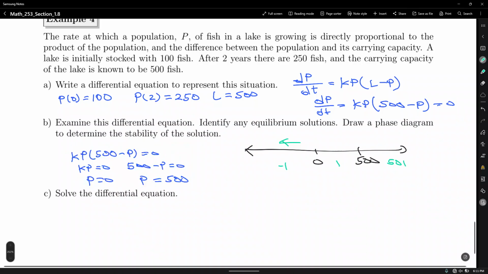What about at 1? So 1 times, which is positive, 500 minus 1, that's positive, all right? So unstable at 0. And what about at 500? So at 500, after 500, for 501, that's positive 501. However, 500 minus 501, is that negative?